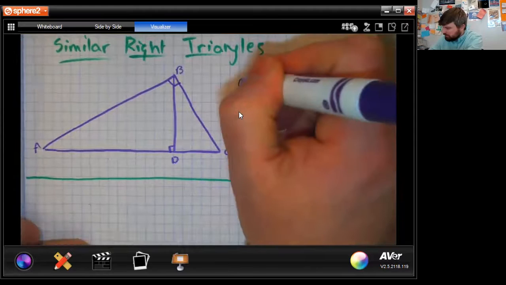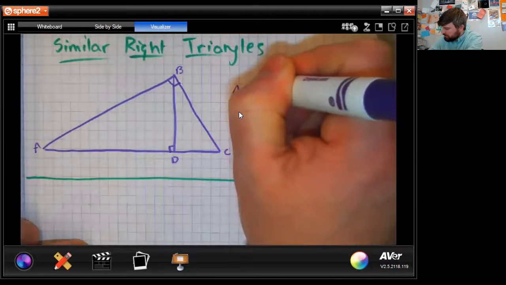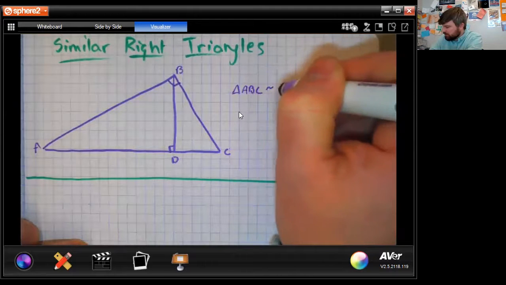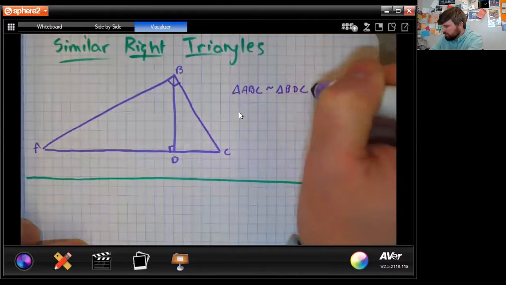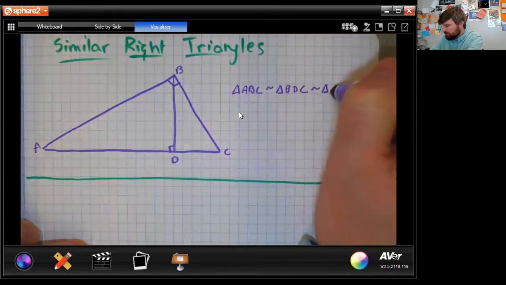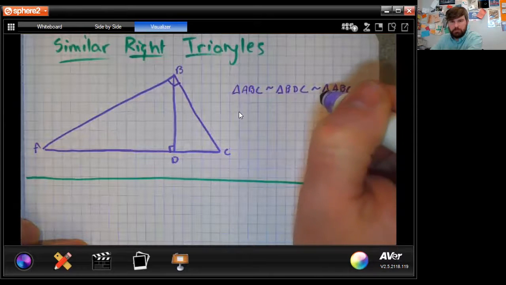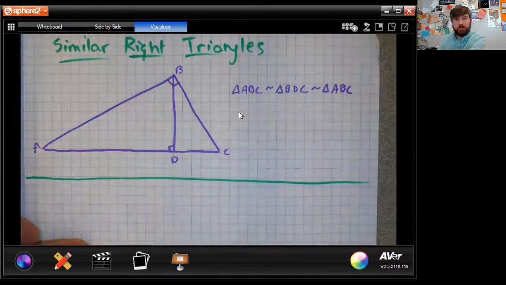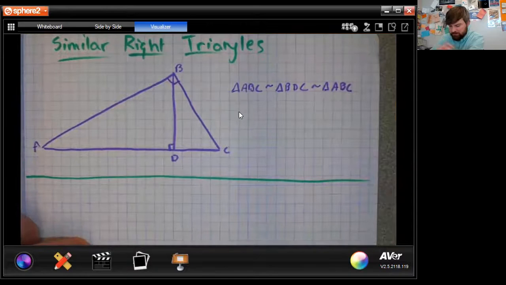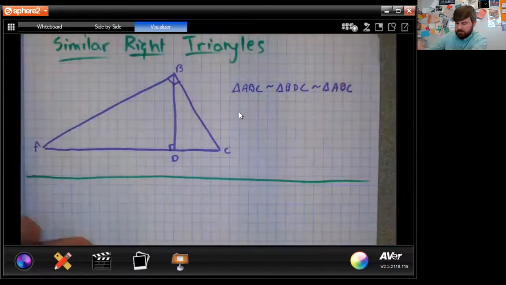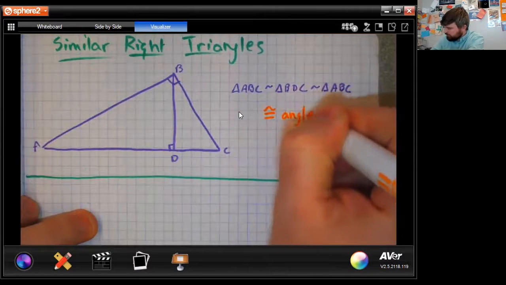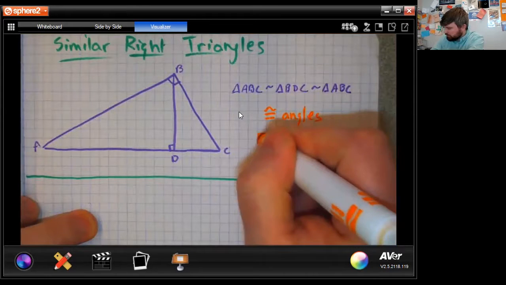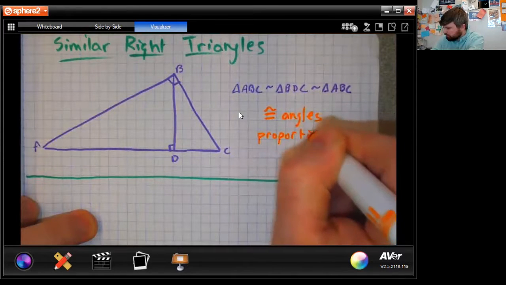Okay, so you have triangle ABC, which is the large one, is similar to triangle BDC, which is similar to triangle ABC. Okay, so all 3 of these triangles are similar, which means they are the same shape, which is a right triangle, but they are of different sizes. Okay, so they all have congruent angles, but proportional sides.